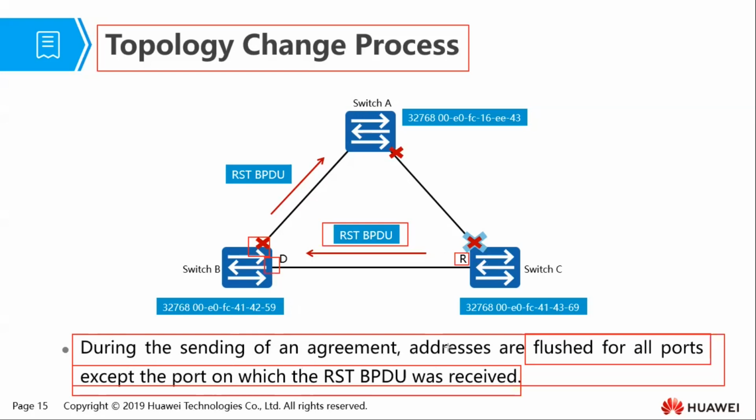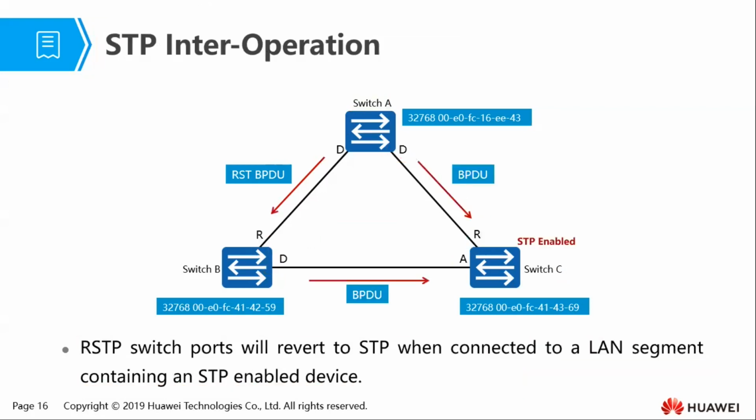During the sending of an agreement, addresses are flushed for all ports except the port on which the RSTP BPDU was received. Similarly, switch A will also flush for this port marked with a red. Switch C will also flush any entry of that particular port, because these two ports have failed. When they fail, switch C will immediately flush it from the MAC address table. Similarly, switch A will also do that. So that is how the topology change is actually handled within an RSTP topology.